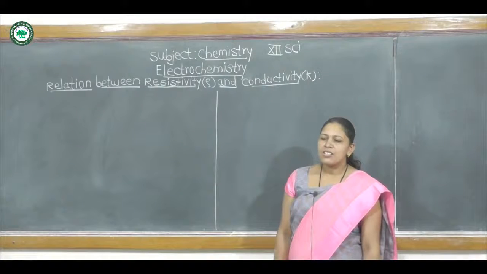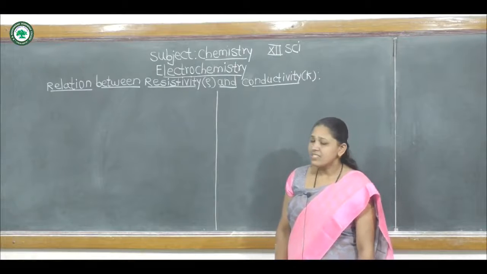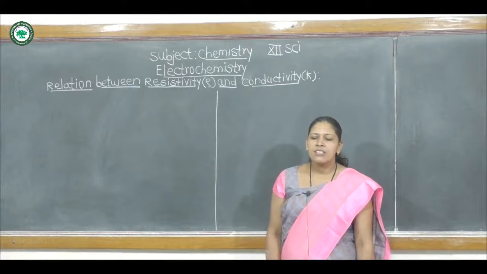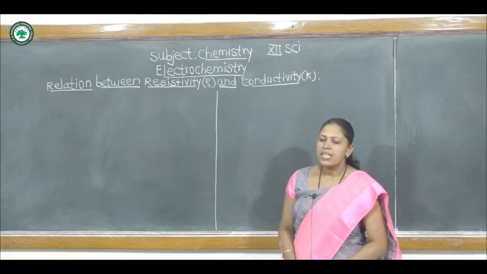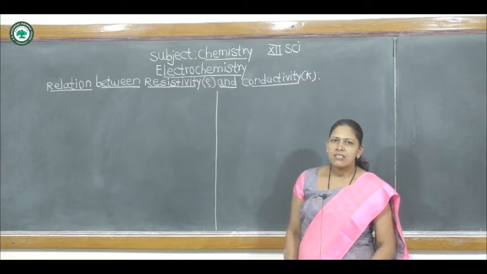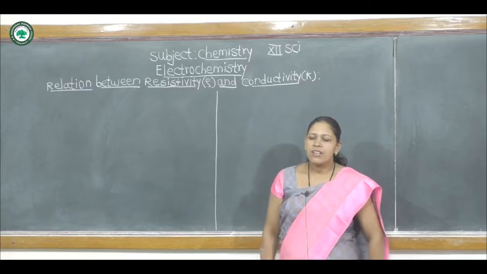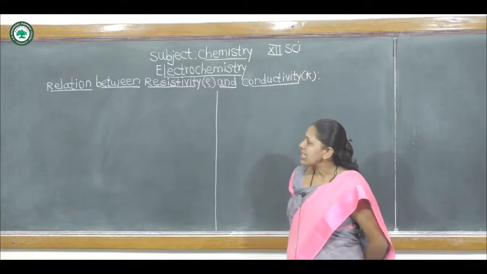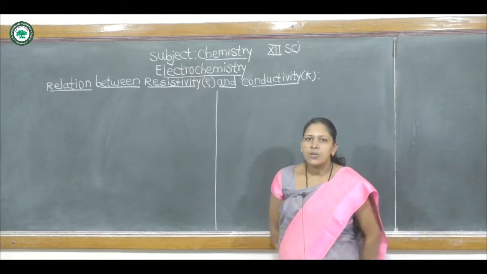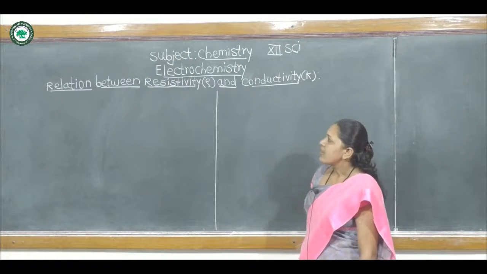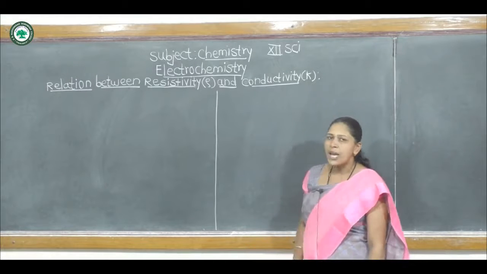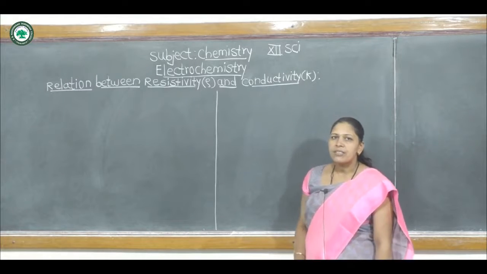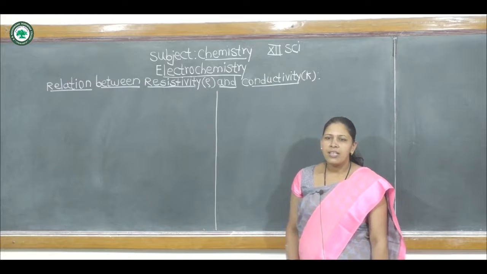Good afternoon, students. In the last lecture, we already studied what is meant by electrical conductance of solution. Electrical conductance is the reciprocal of resistance. In this lecture, we are going to study the relation between resistivity denoted by rho and conductivity denoted by K.